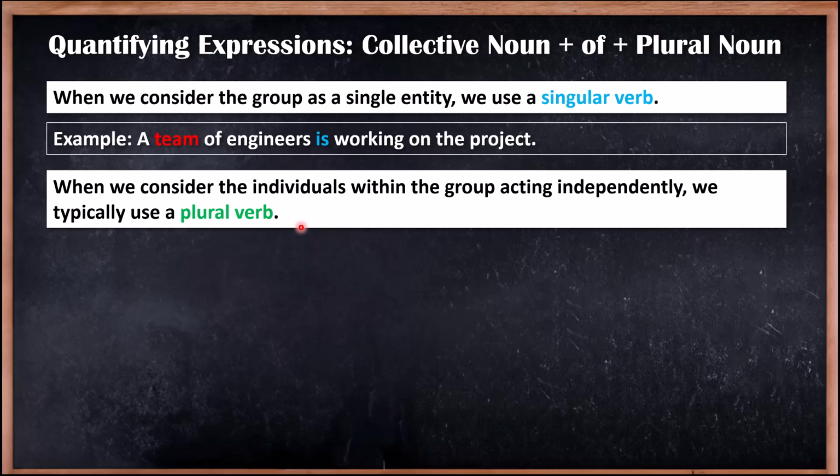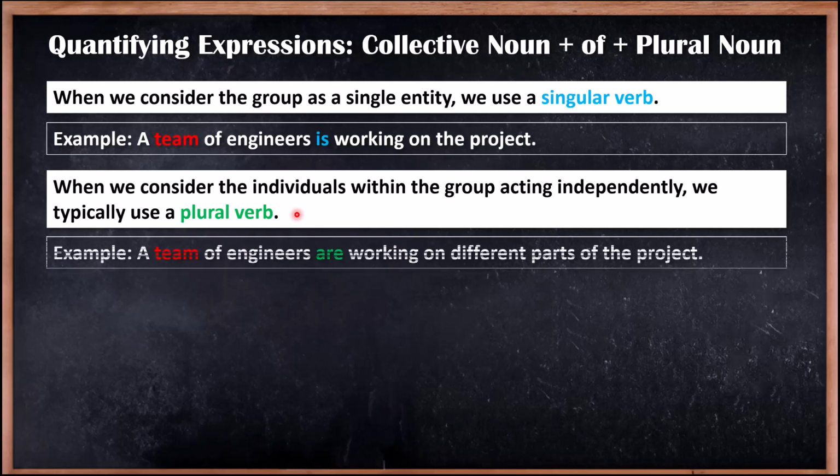Now, when we consider the individuals within the group acting independently, we typically use a plural verb. Now again, this is more common in British English. I'm Canadian, and we use a mixture of American English and British English. So, a team of engineers are working on different parts of the project. If we compare these sentences, you can see in the second sentence, we are emphasizing that the engineers are each working on something different, and so we use the plural form of the verb.